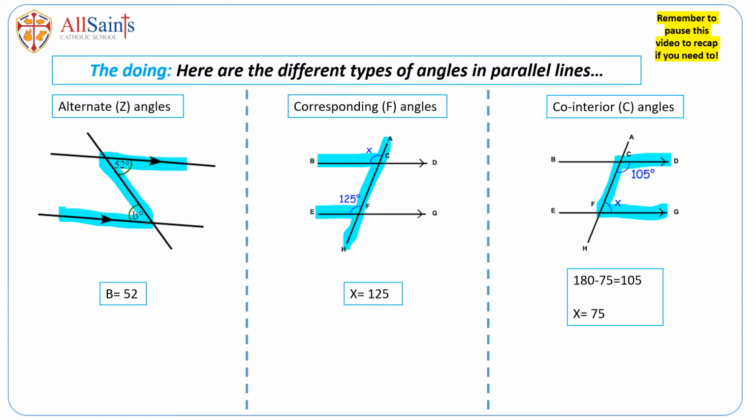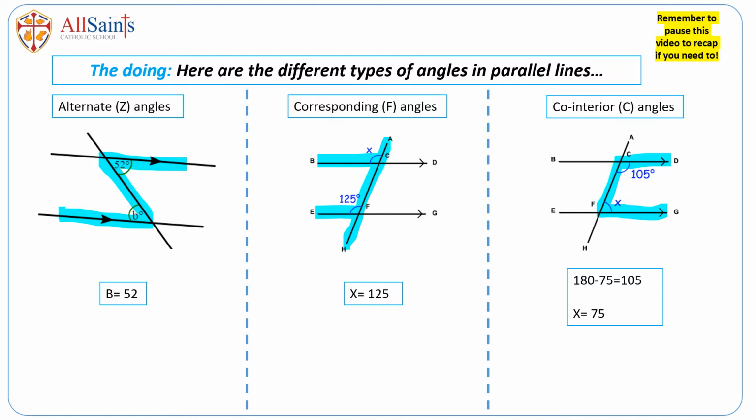Now we are going to look at how we use our alternate, corresponding and co-interior angles to find missing angles in parallel lines. Firstly, you can see I've already drawn on a Z angle onto our first question. And as the 52 degrees and the angle B we are looking for is on the inside of the Z, we can confidently say that these angles are equal. Therefore, B must equal 52 degrees.